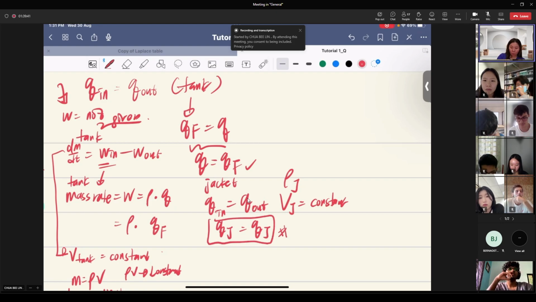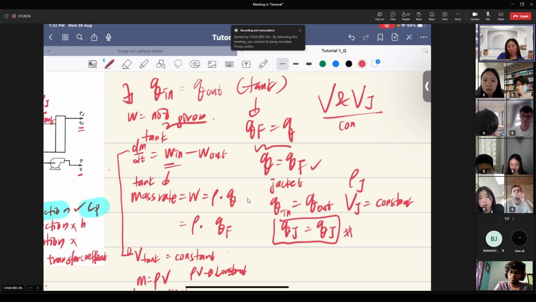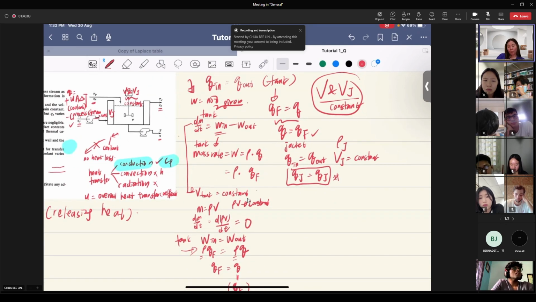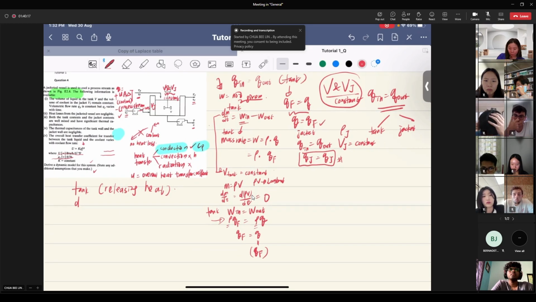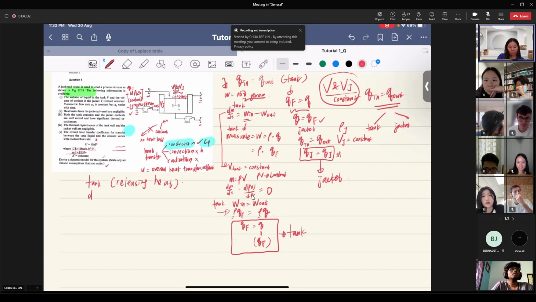So all these are just to prove the volumetric flow rates in and out are the same. For the tank, in and out are the same. And for the jacket, in and out are the same. It is because V and Vj are constant. So we can prove two things. In and out, the flow rate will be constant. Q in equals Q out, the summary. Then you break down into the tank, you break down into the jacket. Then we can prove the ones I put in the box. So Qj equals Qj, the other one is Qf equals Qf. This one is for the tank, this one for the jacket. Okay, so this is not in the solution, just a recap of when volume is constant.